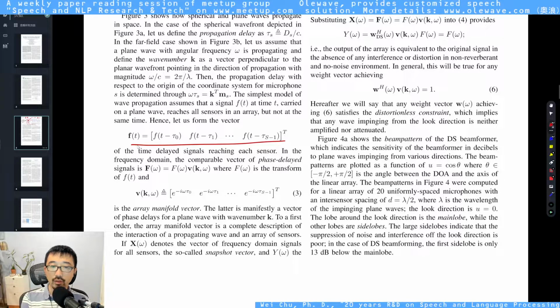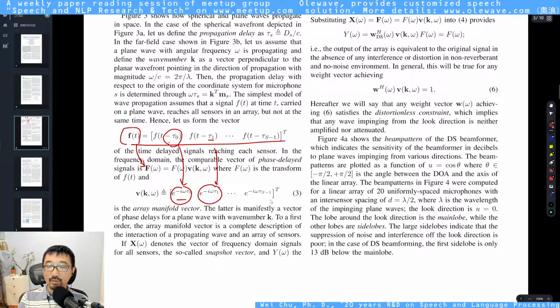You take the FFT of the vector f of t, then you get the vector f of omega. So f of omega can be written in this style. f of omega is the transform of f of t, but v of k omega is an array manifold vector. This is very straightforward. As long as you have a delay, you will have the form of a complex signal like this. So this is a one-to-one mapping. See?